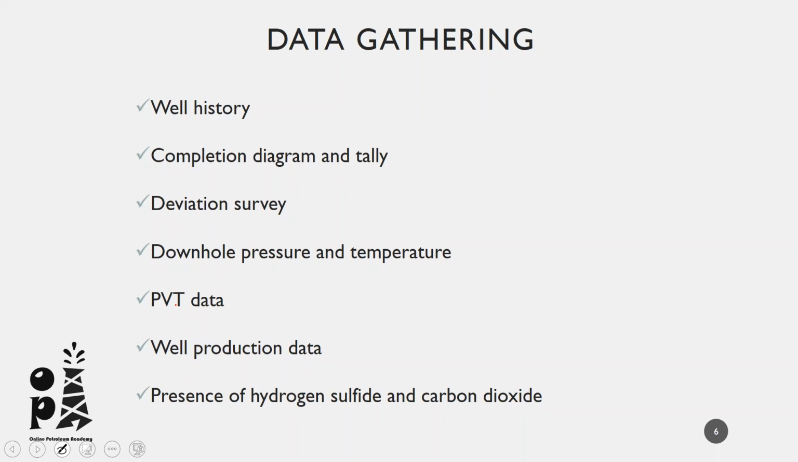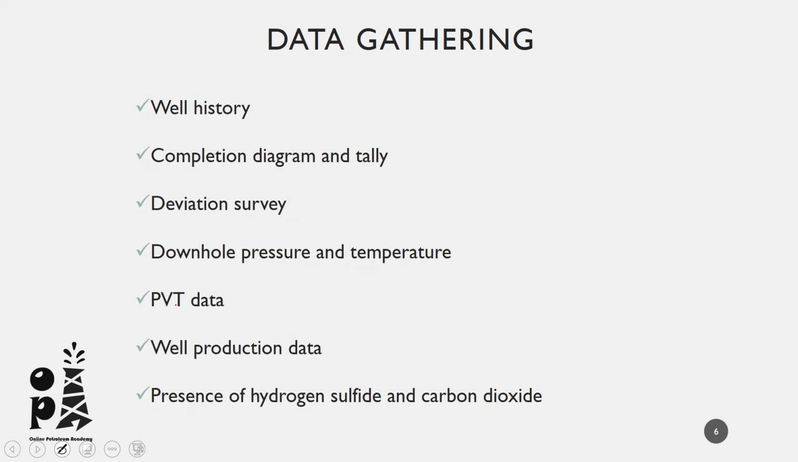Downhole pressure and temperature will also affect the tool's selection because each tool has a limitation for pressure and temperature. PVT data is really important because you must know what fluids you will go and deal with. Well production data will give you a picture of what you will face in your well and what type of fluids you will face in your well. Also, presence of hydrogen sulfide and carbon dioxide is really important because this will affect the cable. If you will go with E-line, for example, there are certain cables for harsh environments that contain hydrogen sulfide or carbon dioxide.